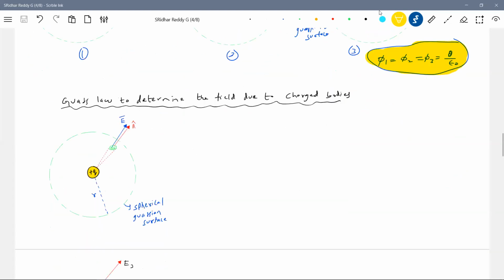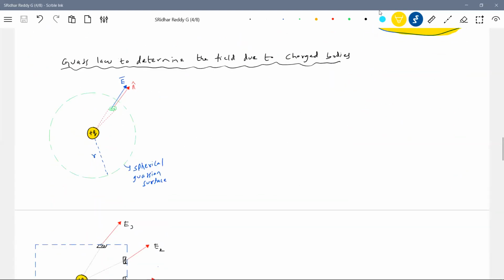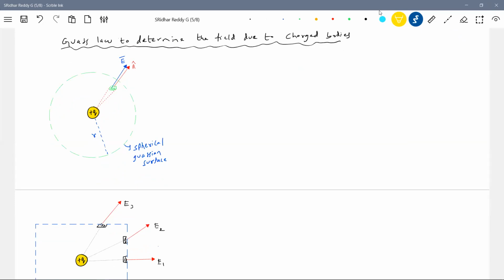Now, I have kept Gauss law to determine the field due to a charged body. So first, let me start with a point charge. I kept a point charge. We know what is the electric field due to a point charge. Am I right? At a point P, what is the electric field strength? It should be equal to KQ by r square. So then why are you asking?